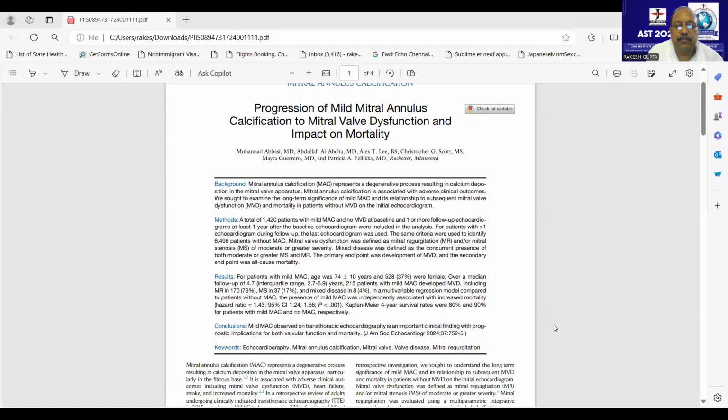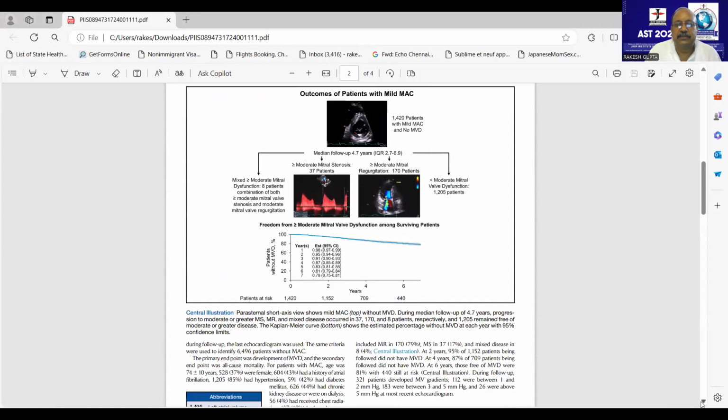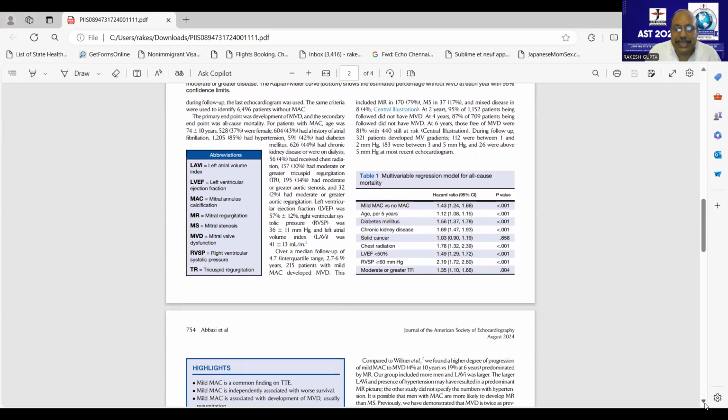Look at this paper just published a few days back. It is on progression of mild mitral annulus calcification to mitral valve dysfunction and impact on mortality. What does it say? As we develop mitral annular calcification, my mitral valve starts leaking. And that leakage, despite normal LV systolic function, makes my atrial pressure start building up over a period of time. These people have a very high cumulative mortality and morbidity over time. They just look at the mitral flow patterns, and that's what is in the pipeline today.